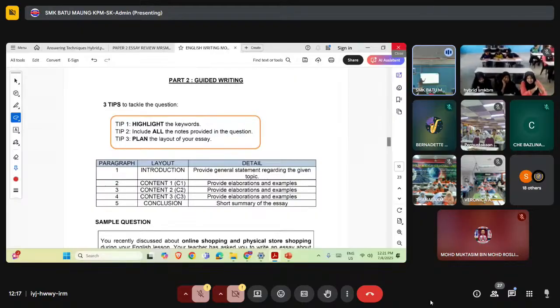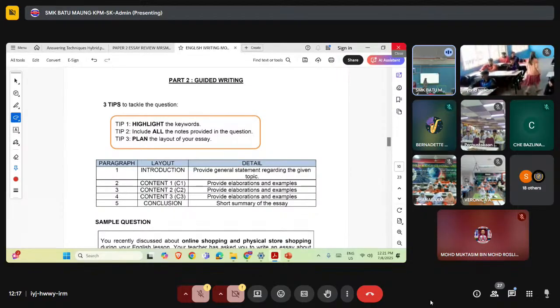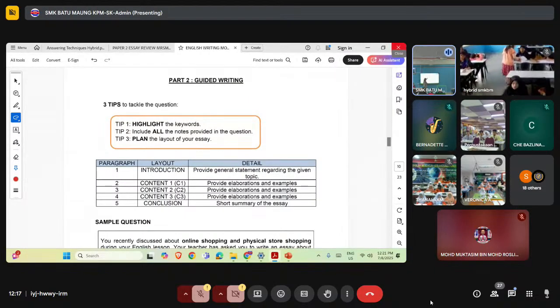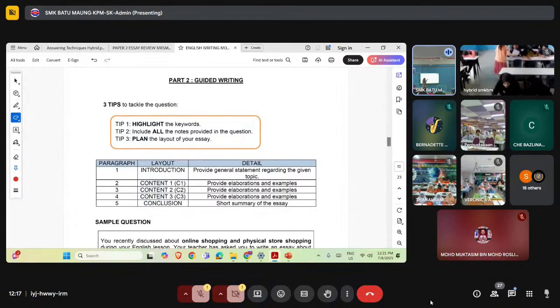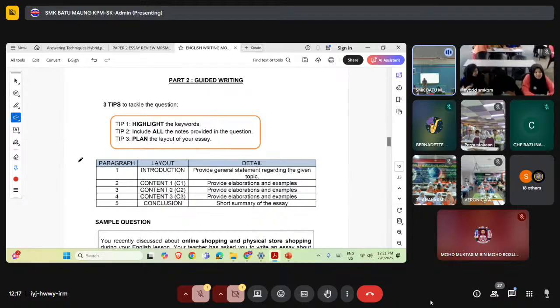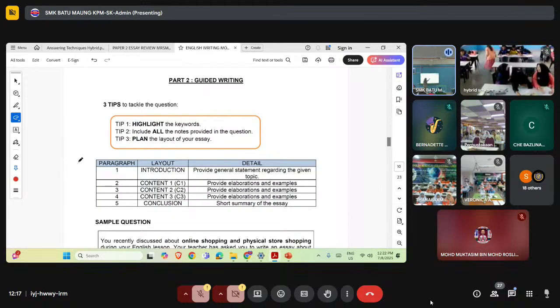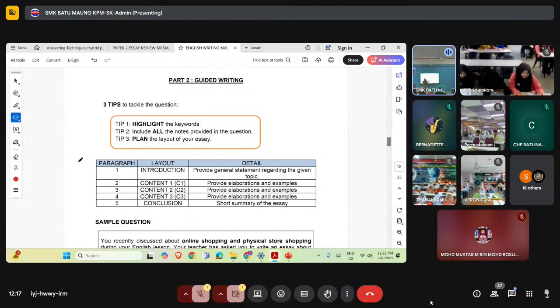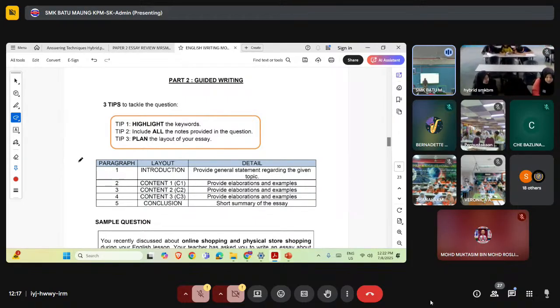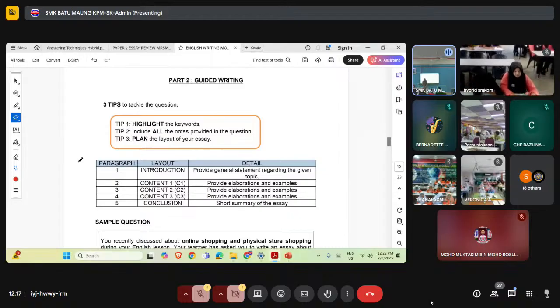Number 1, you have to highlight which question it is, be it part 1, part 2, or part 3. You have to highlight the questions, the keywords. And then you have to include all the notes provided in the question. Listen, what happens with good, excellent students when they attempt part 2 and part 3? Sometimes they don't use the words from the question, the content points. They didn't take it from there. They come up with their own words, vocabulary.